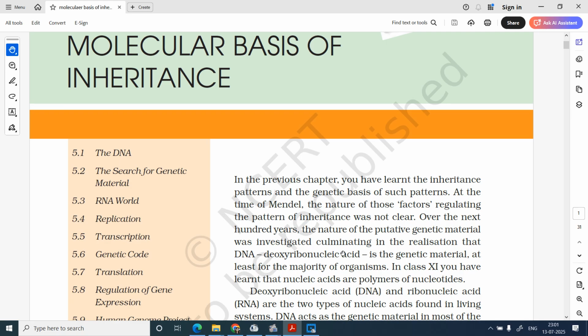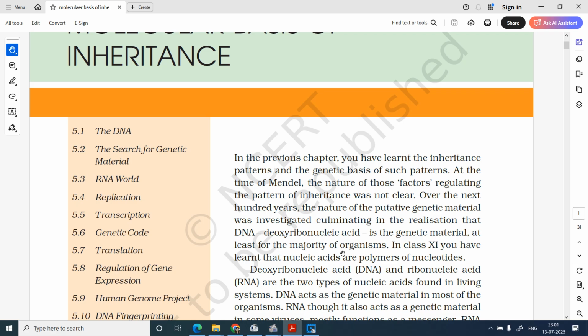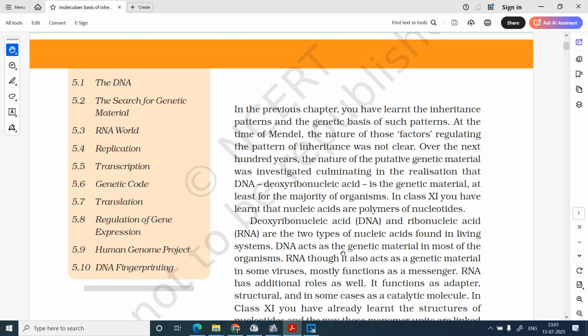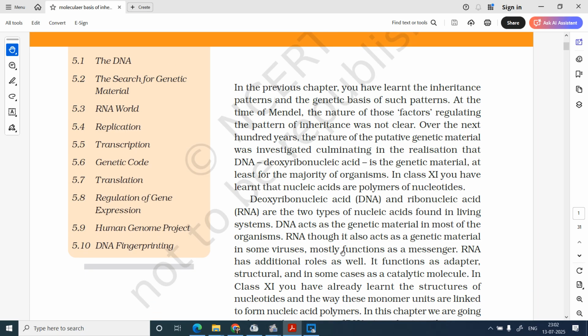In class 11th, you have learnt that nucleic acids are polymers of nucleotides. Deoxyribonucleic acid (DNA) and ribonucleic acid (RNA) are the two types of nucleic acids found in living systems. DNA acts as the genetic material in most organisms. RNA, though, also acts as a genetic material in some viruses. It mostly functions as a messenger. RNA has additional roles as well. It functions as an adapter, structural, and in some cases as a catalytic molecule.